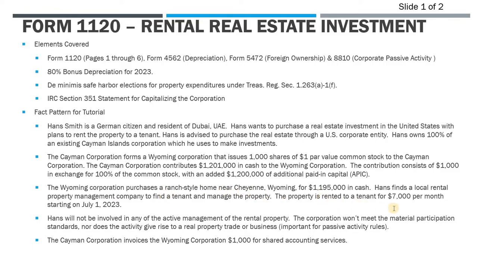All right, so the Wyoming Corporation, after it's funded, purchases a home in Cheyenne, Wyoming. It pays $1.195 million in cash, and Hans finds a rental property management company to take care of all the day-to-day. And so the property is ultimately rented to a tenant for $7,000 a month, and that lease starts on July 1st, 2023.